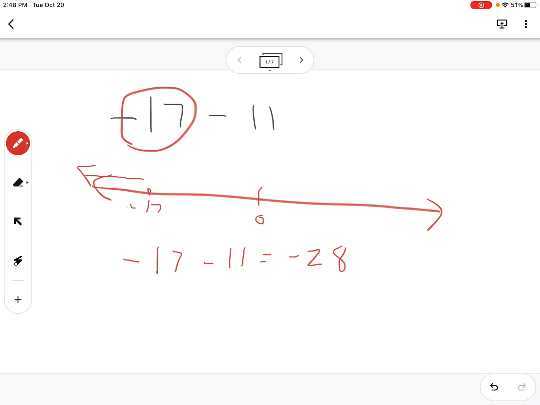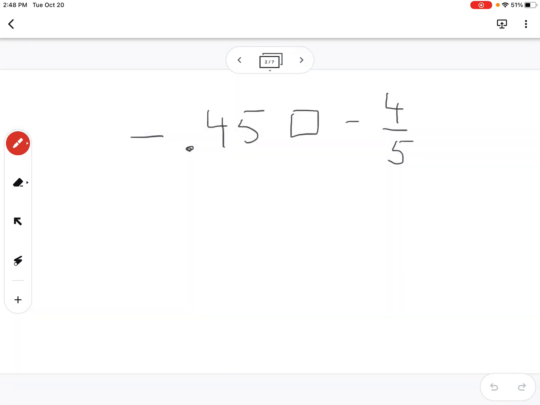Okay, let's look at the next one. This one is a comparison. We are starting with negative 0.45 on the left, or negative 45 hundredths. And on the right side is negative 4/5. Pause the video now and see if you can decide if this is equal, if one is greater than the other or one is less than the other.